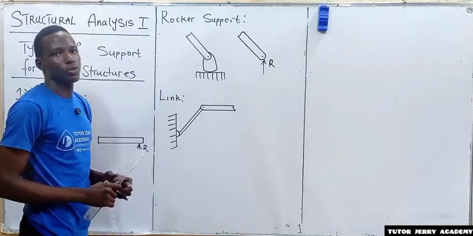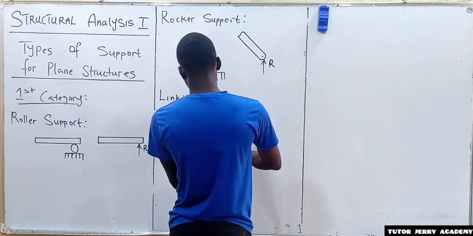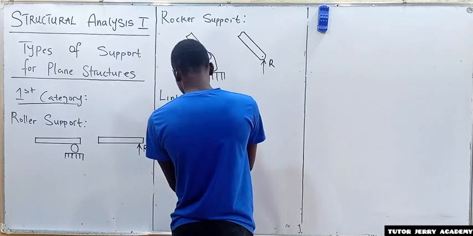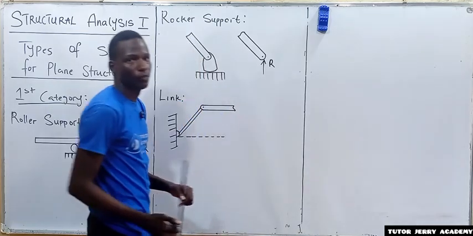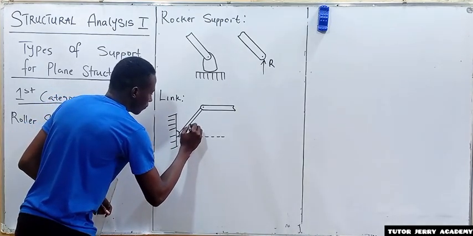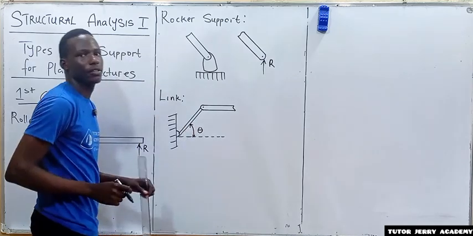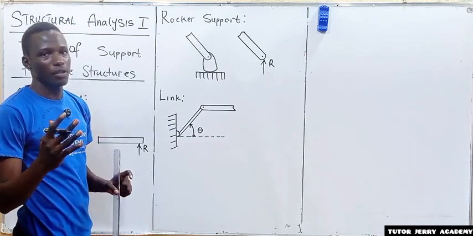All right. So this is what we have. Then, of course, you agree with me that we are going to have an angle here. All right. We are going to have an angle here. Do you see that? All right. Now let's look at how the free body diagram is going to be.